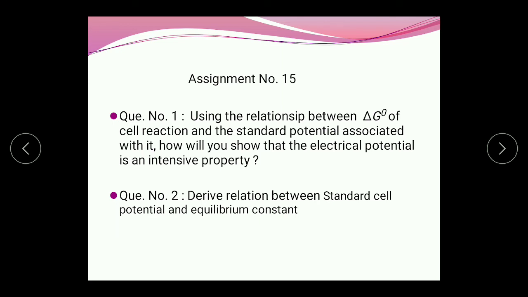Question number 2 is derive the relation between standard cell potential and equilibrium constant. Standard cell potential E0 cell, equilibrium constant K, that is the relation E0 cell equal to 0.0592 upon n into log to the base 10 of K. The last relation we learned. But you have to give the derivation. That means in detail, stepwise you have to go, and finally you have to prove the relation. Understood? So this is the assignment for this time.